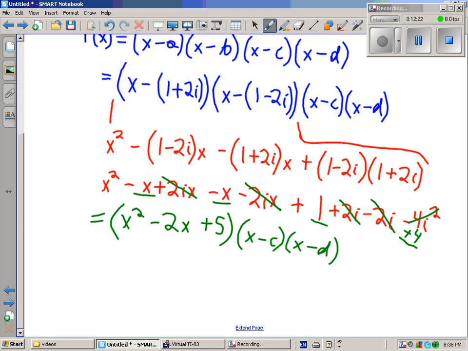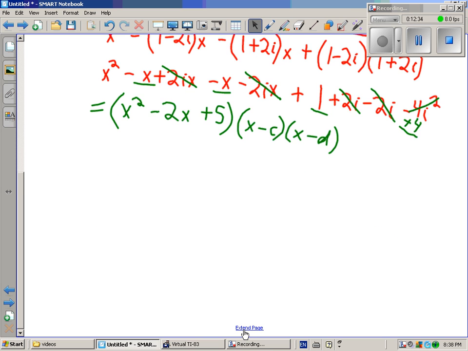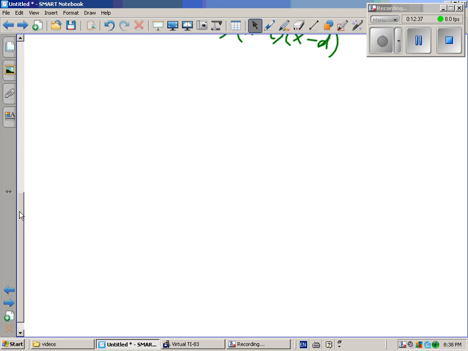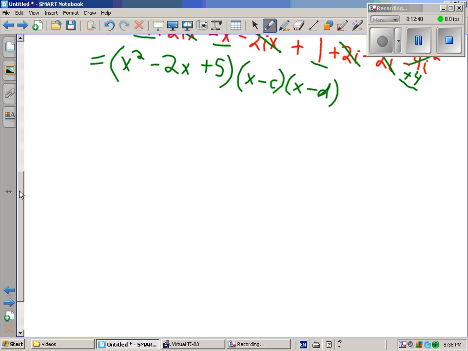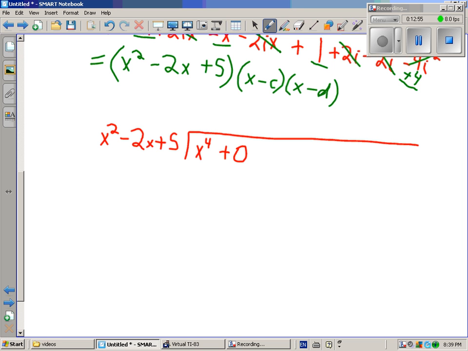The exact same process that we just did, it just looks a little uglier. We're going to do the exact same thing again. We're going to divide x squared minus 2x plus 5 into our original polynomial. So, without further ado, let's go ahead and do that. x squared minus 2x plus 5 going into x to the fourth, and we don't have a cube term, so I need a placeholder, plus 0x cubed, minus 2x squared plus 16x minus 15.